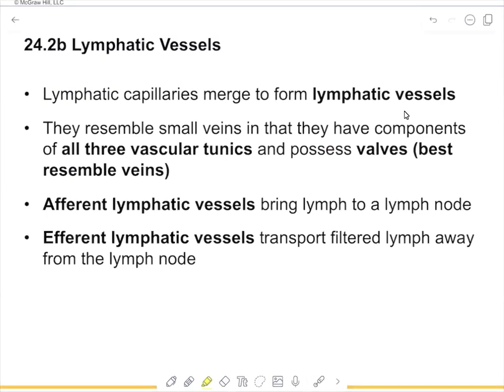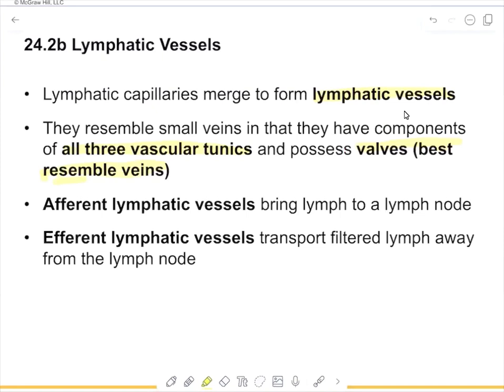Lymphatic capillaries are going to merge to form what are called lymphatic vessels. These have a little bit of a larger diameter than the capillaries. They're going to resemble small veins because they have all three of those vascular tunics. The lymphatic capillaries only had the one tunic, which is the endothelium, but the lymphatic vessels have all three vascular tunics, and they also possess valves, which help them resemble the veins. Remember, the valves ensure that the fluid only travels in one direction.